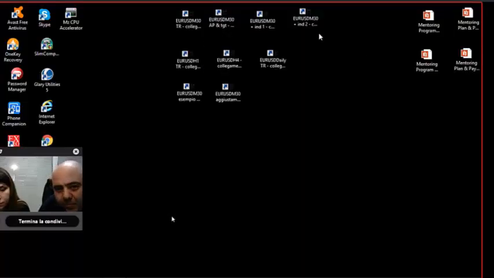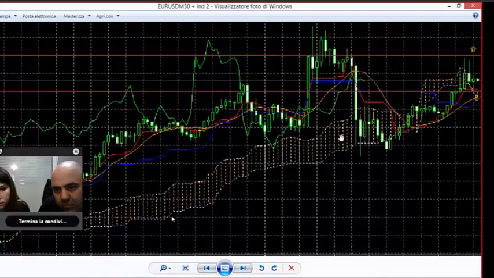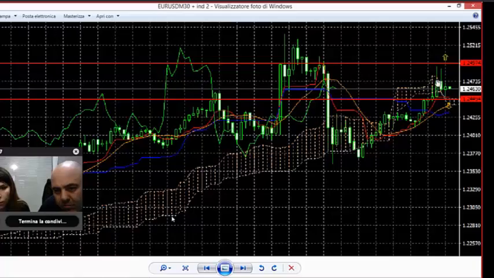In fact, if I use another indicator like Ichimoku, I have the same confirmation. The market is kept in this zone, but can go down below this. As you can see, two different trading indicators confirm the trading range.